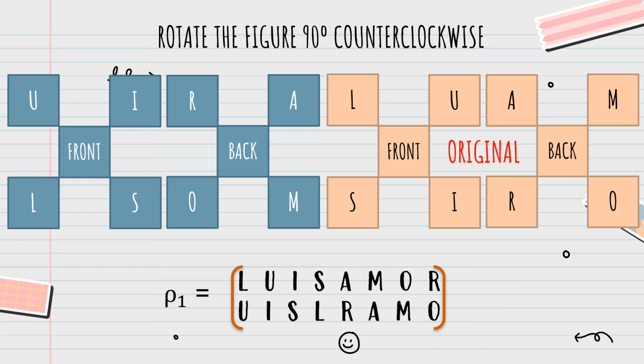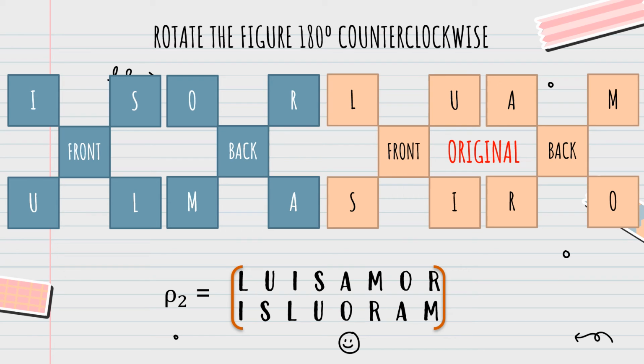And now we have rho sub 1, which is equal, for the first row, we have the original figure containing the elements L, U, I, S, A, M, O, and R. And for the second row, which is rotated 90 degrees counterclockwise, we have U, I, S, L, R, A, M, and O. And now, when the figure is rotated 180 degrees counterclockwise, the second row will contain the elements I, S, L, U, O, R, A, and M. And the first row will stay the same since it represents the original figure or the original elements.